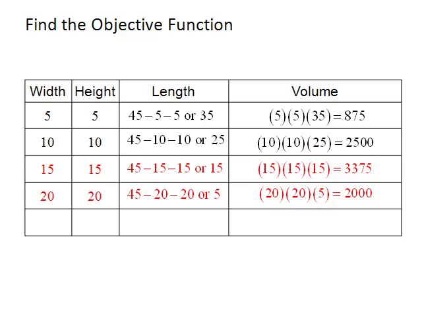We can continue to increase the width and height to get the corresponding length and volume. Notice that a bag of 15 by 15 by 15 leads to the highest volume in the table. But is this the maximum volume overall? Let W represent the width of the bag. Since the ends are square, the height is also W. To have linear dimensions equal to 45, the length must be 45 minus W minus W. The volume is the product of these dimensions. This product is valid as long as the width is in the closed interval 0 to 22.5.